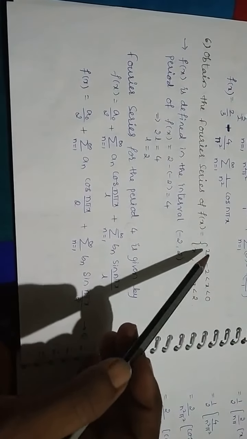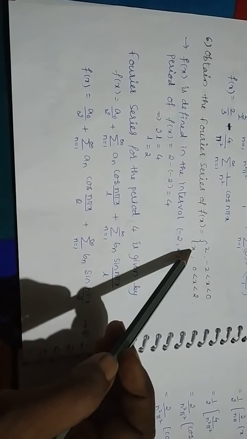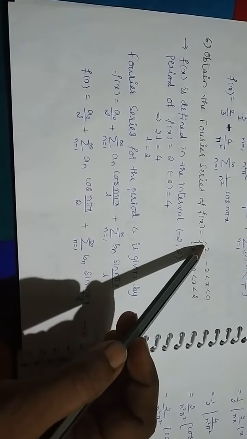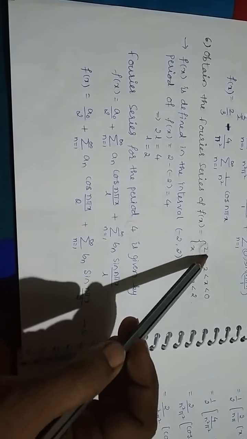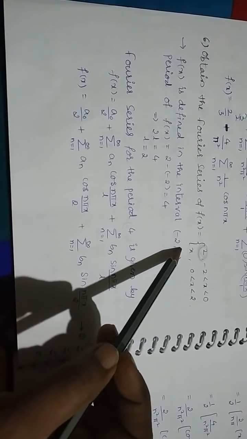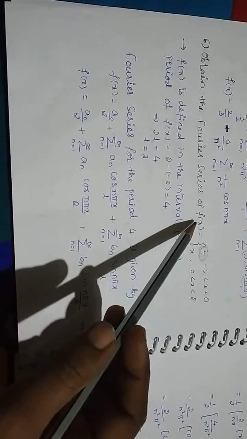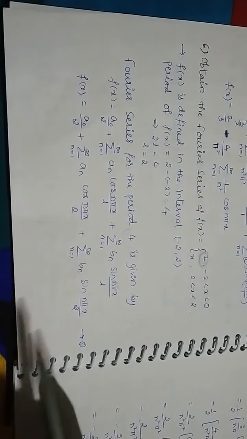Since you can see here two functions are there, one is 2, the second one is x. In the first function there is no x term, therefore you can't check the even and odd nature of the given f of x. Directly we'll solve the example, that means we will find the Fourier series by finding all the coefficients, that is a0, an, bn.